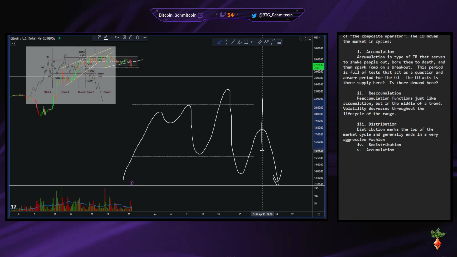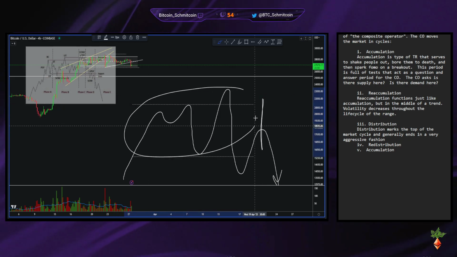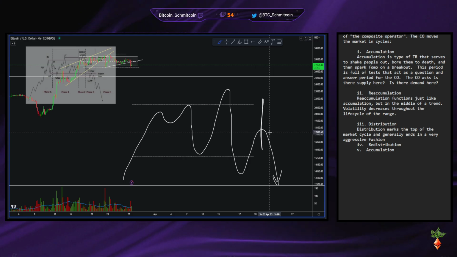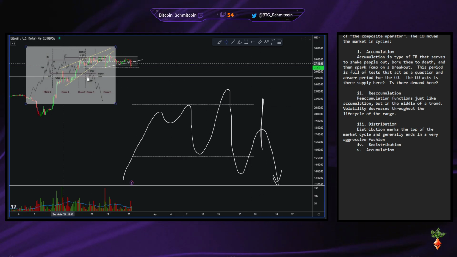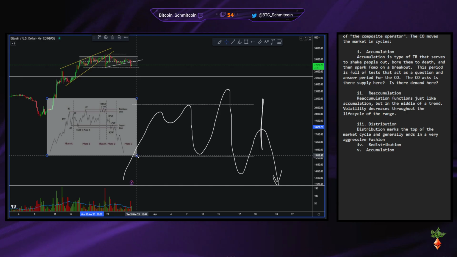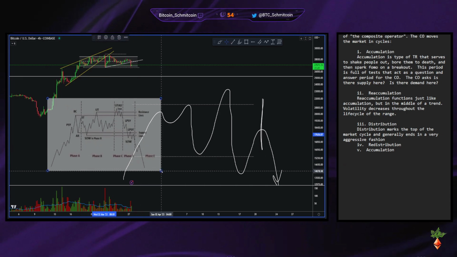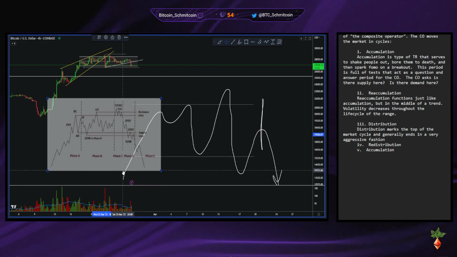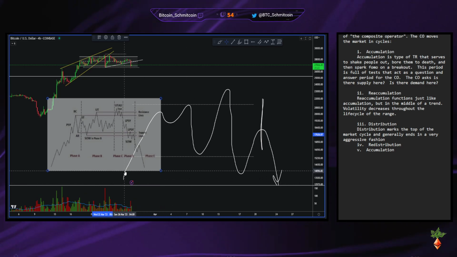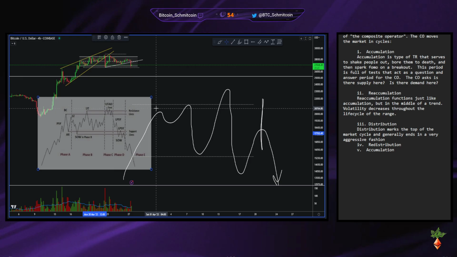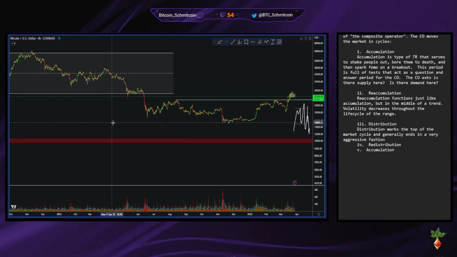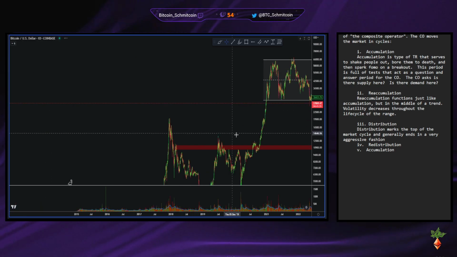So up until this point, if you're looking at just price action, this looks identical to reaccumulation, right? So if we're looking at this thing, can I do this? I can't crop this, can I? Shit. Okay, so let's go back in time. Let's use our time machine here.